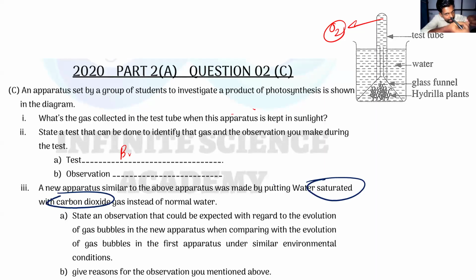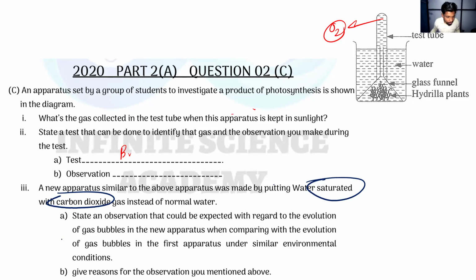So when they are increasing the amount of carbon dioxide, what will be the observation? More amount of gas will be collected in a short period of time. That will be the observation. More oxygen gas will be collected within a short period of time, or the rate of evolution of the gas bubbles will be increased. Rate of evolution means the speed of the evolution of the gas bubbles will be increased.